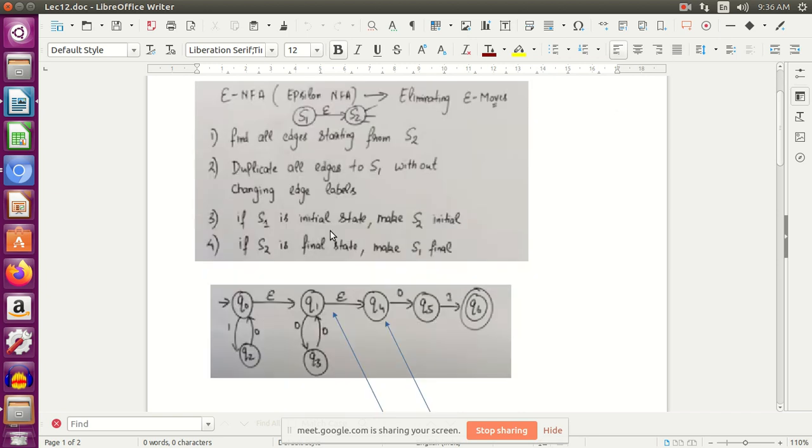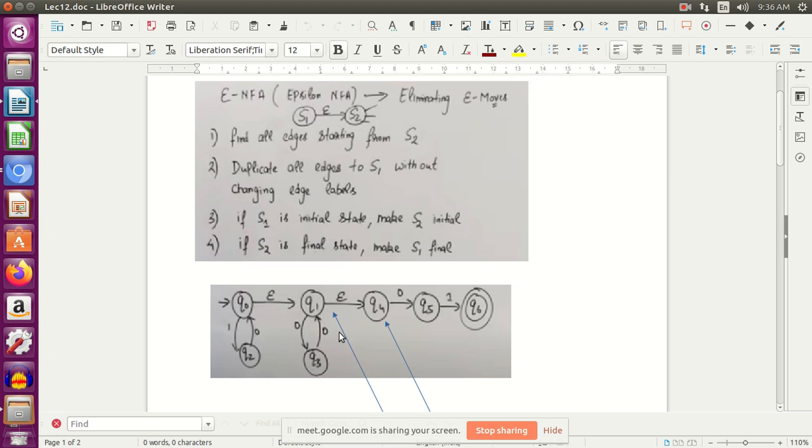So let's look into an example. This is an epsilon NFA. As you can see, there are two epsilon moves over here, and we have a total of 1, 2, 3, 4, 5, 6, 7 states, wherein Q0 is the initial state and Q6 is the final state.